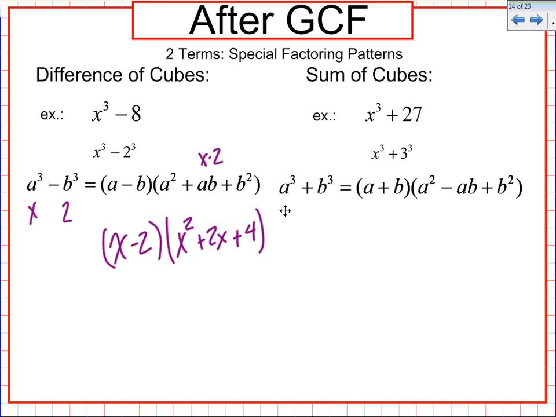Here, my a is x, and my b is 3, so I get x plus 3 times x squared minus 3x plus 9. Now, the signs, how do I know if it's a plus or minus? Well, there's a little acronym for you to remember, SOAP. S-O-A-P.